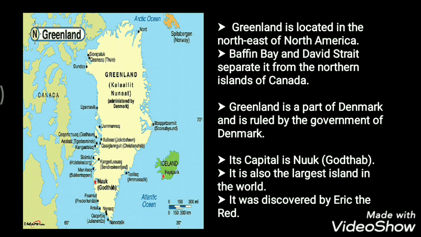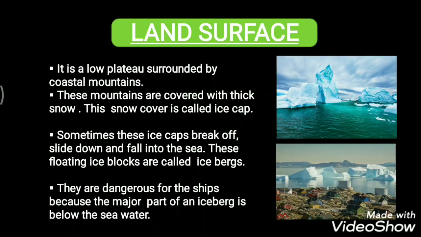Greenland is a part of Denmark and is ruled by the government of Denmark. Its capital is Nuuk, previously known as Godthab. It is also the largest island in the whole world, and this island was discovered by Eric the Red. So these are all the political details about Greenland.